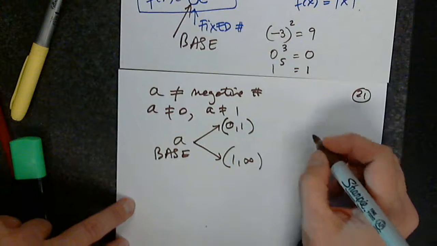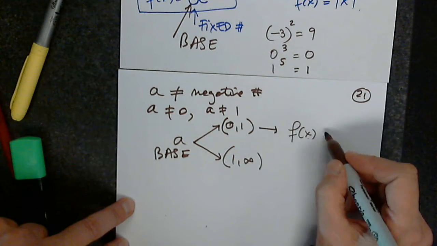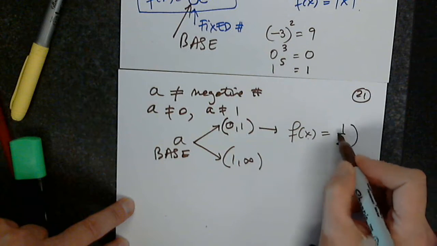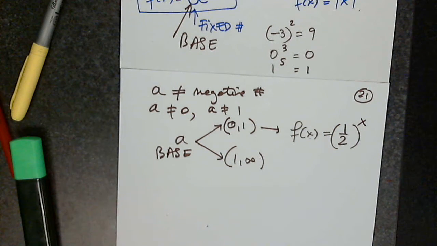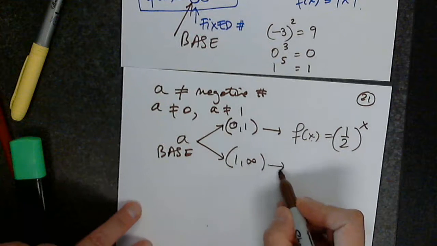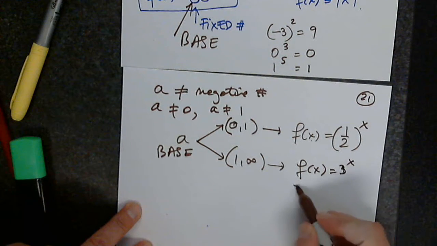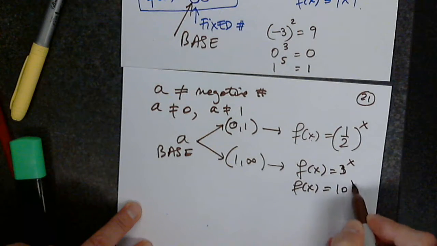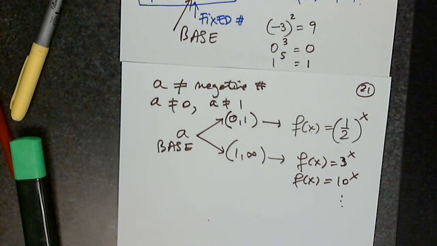So there will be two shapes. As an example, for this situation, I will have, let's say, 1/2 to the x, 1/3 to the x, 1/16 to the x, 1/5 to the x, and so on and so forth. For this, as an example, I will have, let's say, 3 to the x. Let's say I'll have 10 to the x, and so on and so forth.